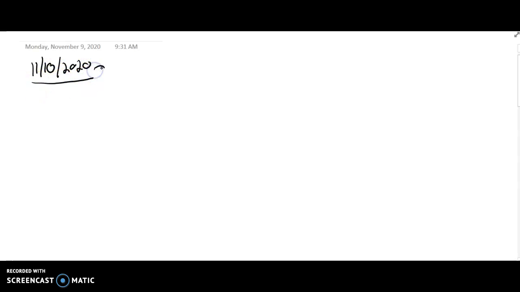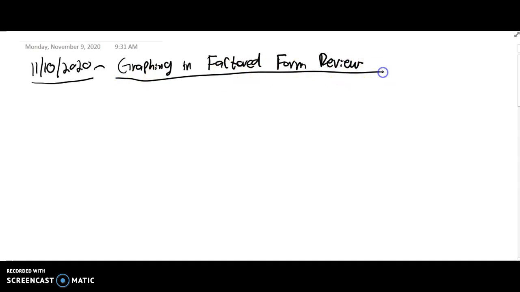Our topic for today is graphing in factored form review. Okay, we're going to start with a review of our four cases, our four possible end behaviors.